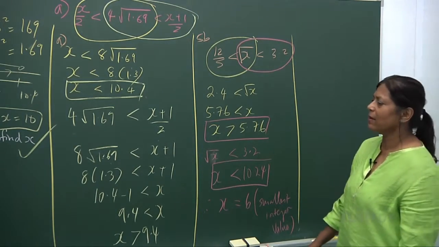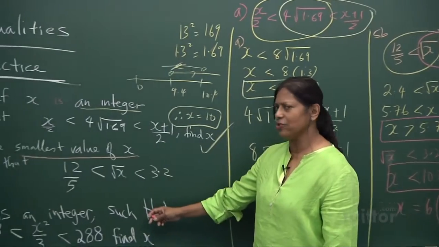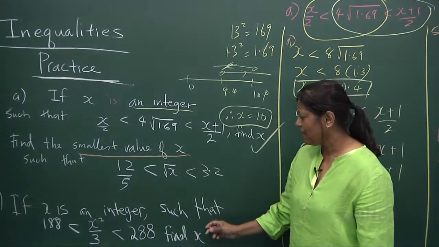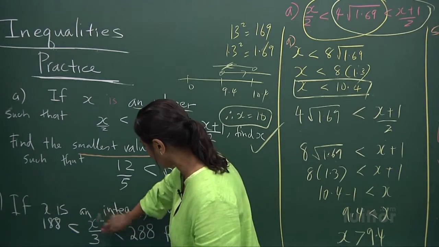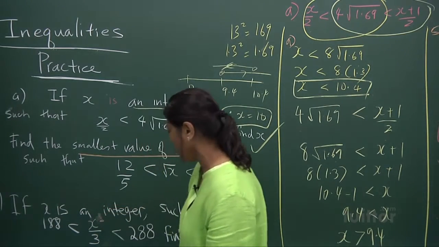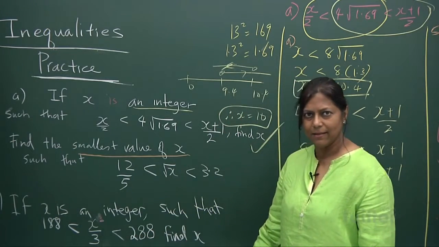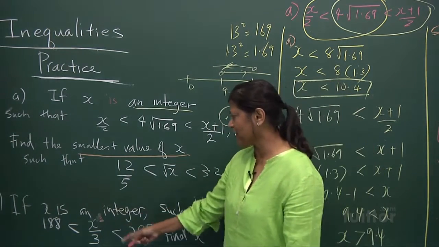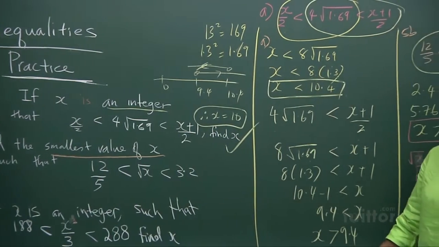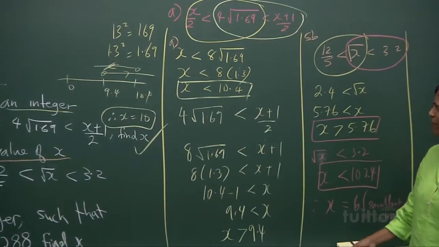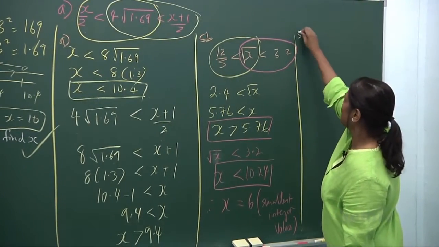Good. Now, if you look at C, x is an integer such that 188 is smaller than x cubed over 3, and is smaller than 288. It should be x cubed over 8, if you did that. I'm sorry about that printing error. Human error, lots of printing also. So look at that again. I'm sorry about that. Let's do it together.